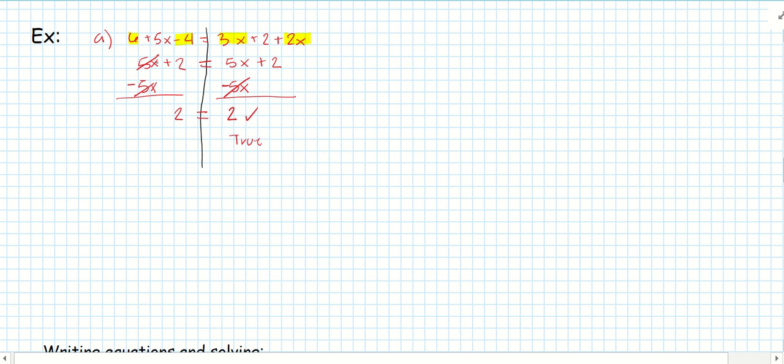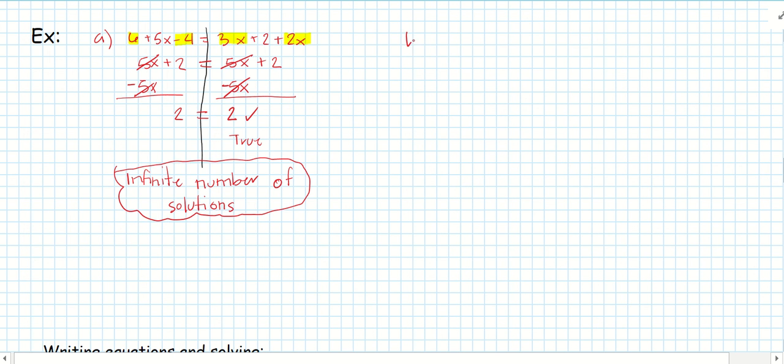So that means, you know, the variables dropped out, right? They cancel, and we ended up with a true statement. So that means that this has an infinite number of solutions. And that's going to be your answer. Infinite number of solutions. Okay? So this is the final answer for this equation. Okay? Let's do another example.